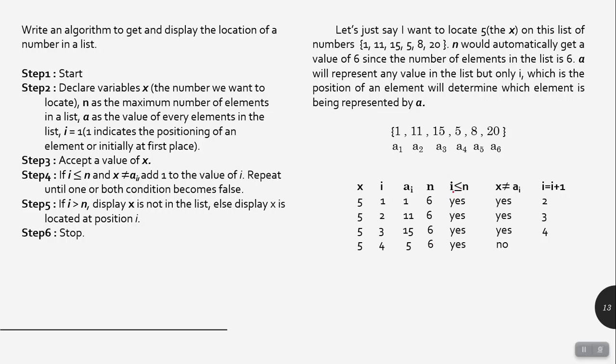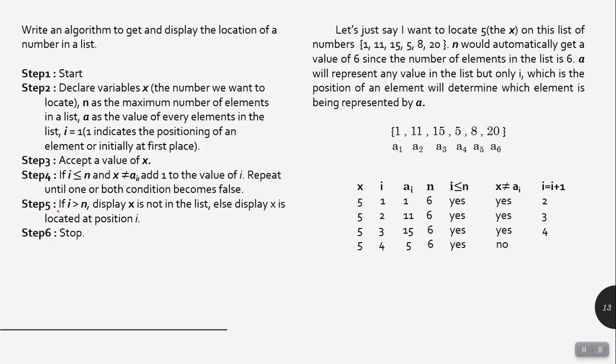So we will check. Is I less than or equal to n? Yes. And then x is not equal to a sub I. X is 5 and a sub I is also 5. So therefore it's no. And we will only repeat this process if both of these conditions are true. But since one of these conditions is false, or no, we already found our element.